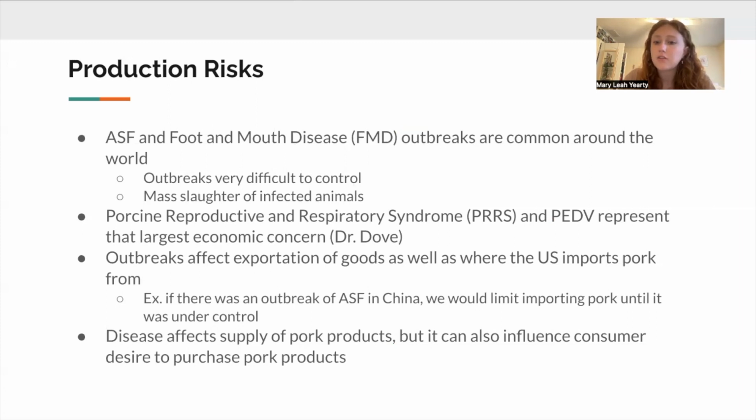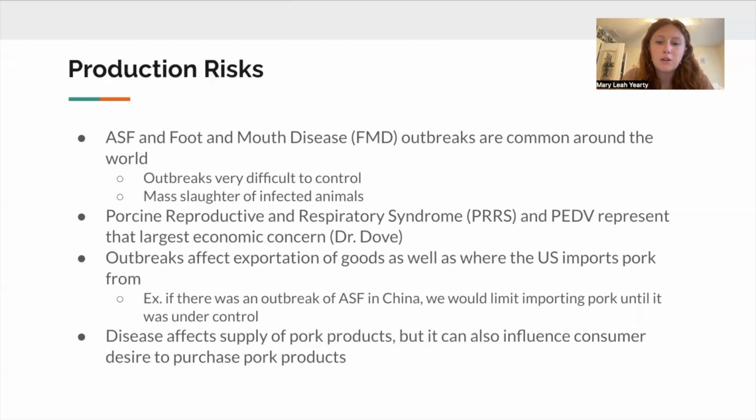Outbreaks not only affect our food supply, but they also affect importation and exportation of goods. For example, if we know of a country where there's an outbreak going on, we're not going to be importing a ton of pork from them. Same goes for them. If we have an outbreak going on, they're not going to want our pork. So that can have an effect on the economy.